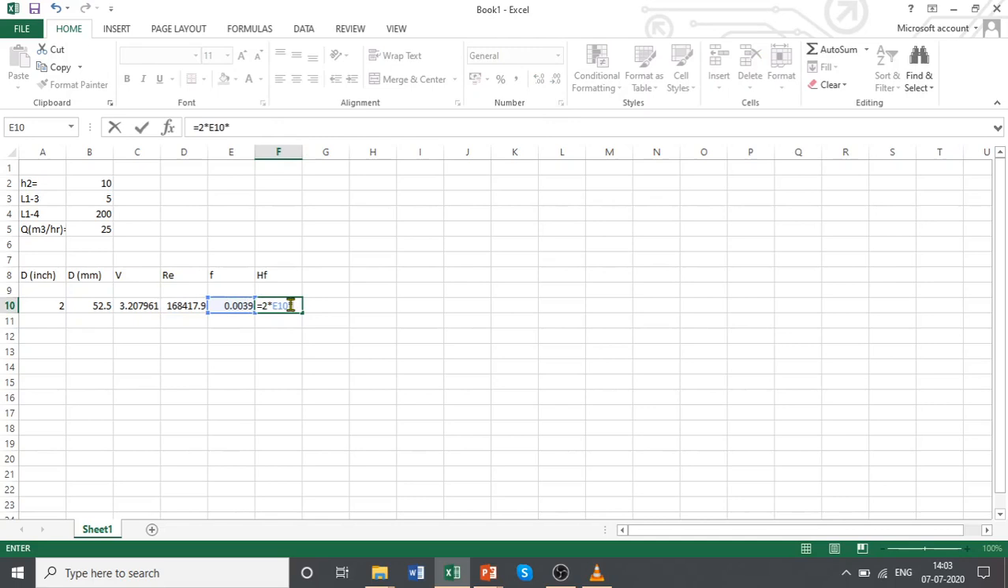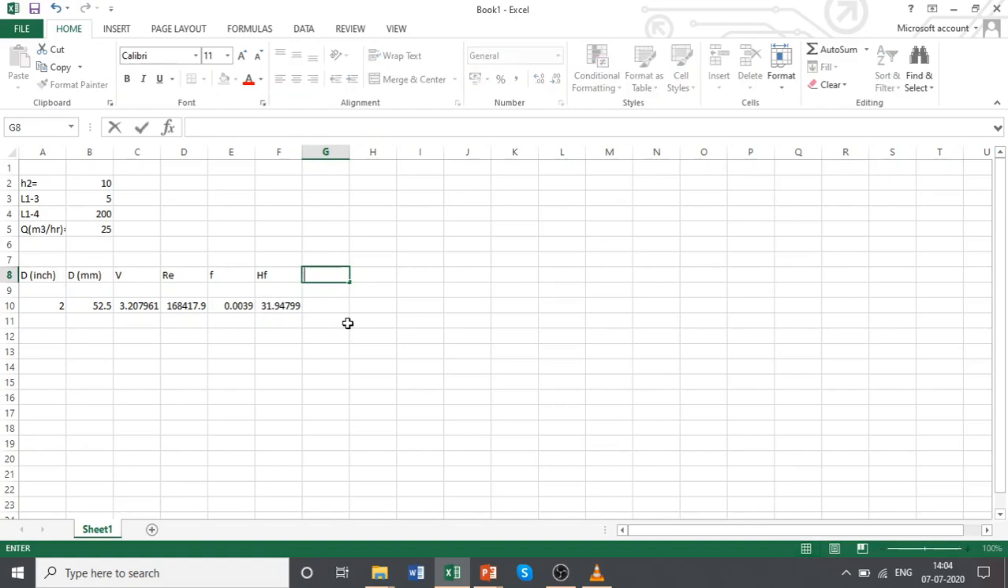HF is 2f v square L divided by d, where L is 5 plus 200, and d is this divided by 1000, into 9.81 g. So HF in terms of meters is about 31. We had got something like 41 before, I think. That was because of the rough pipe. Okay, so this is now our HF.